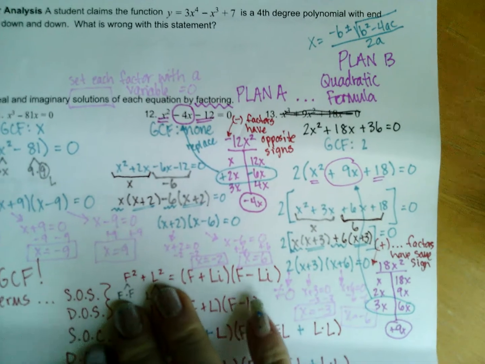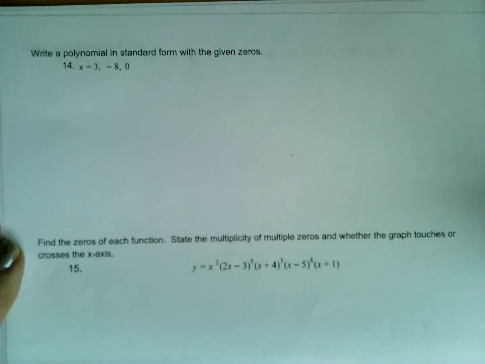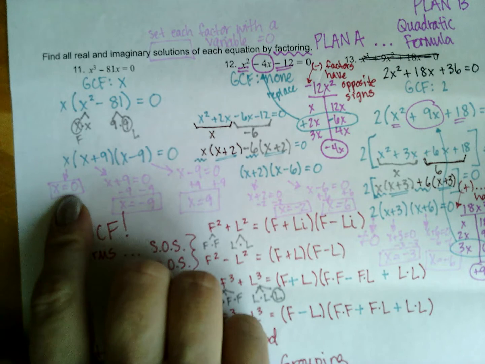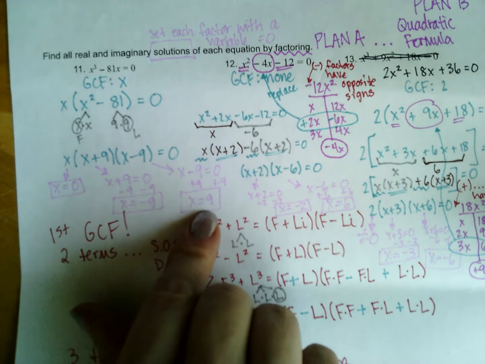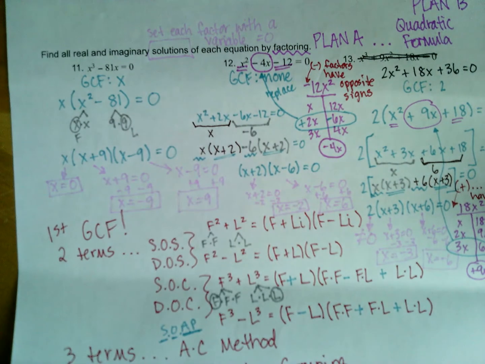Let's see what the next page holds in store for us. Ooh, it's backwards of what we just did. Write the polynomial in standard form with the given zeros. Okay, so back to here. These little dudes that we called solutions, x equals 0, x equals negative 9, x equals 9, those can also be called zeros or solutions or roots.